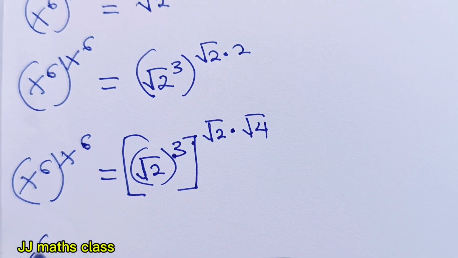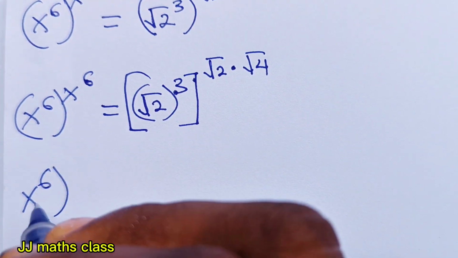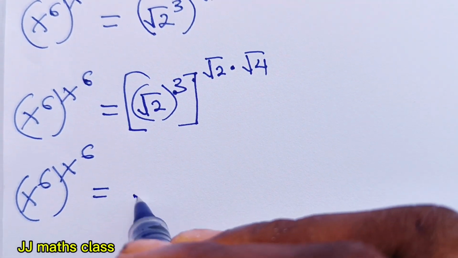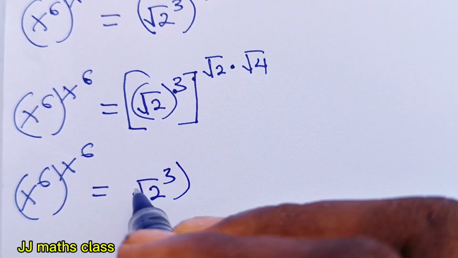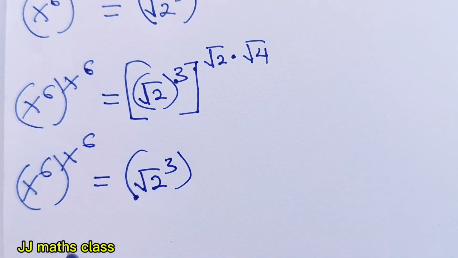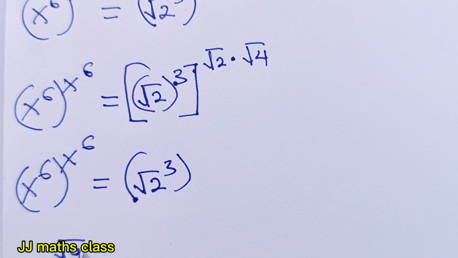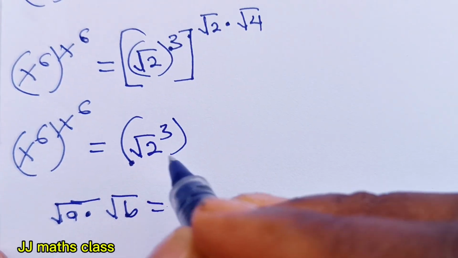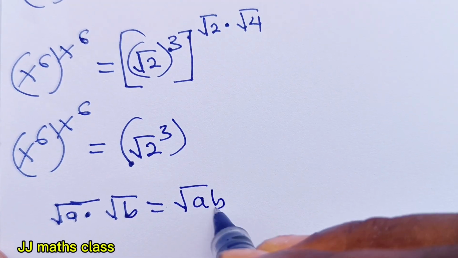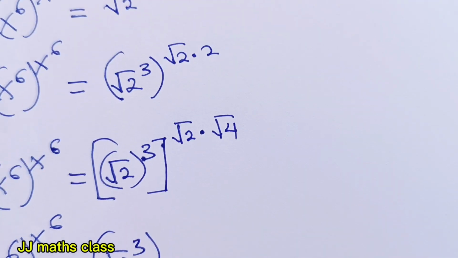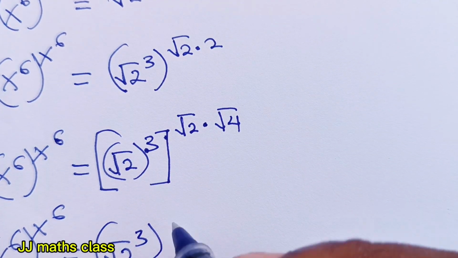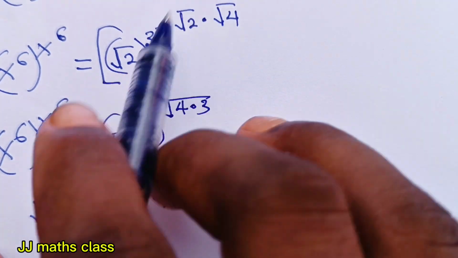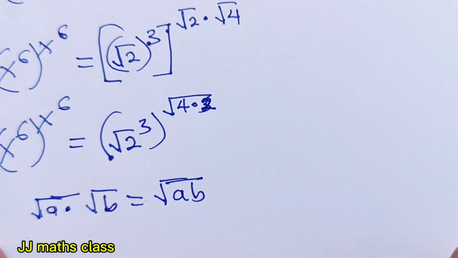Now we have x to the power of 6 raised to the power of x to the power of 6 is equal to root 2 raised to the power of 3. Remember that when you have square root of a multiplied by square root of b, this is equal to square root of a times b according to the law of surd. So that means that we can write this as square root of 4 times 3. Sorry, 4 times 2.